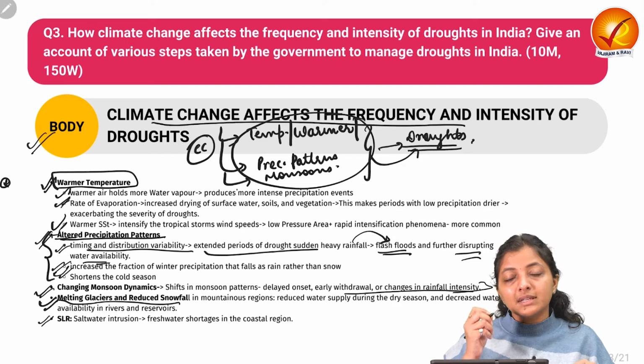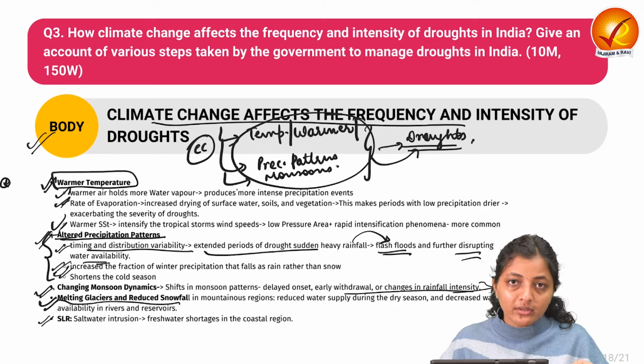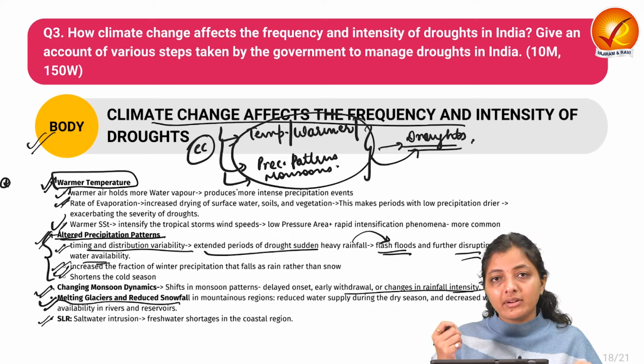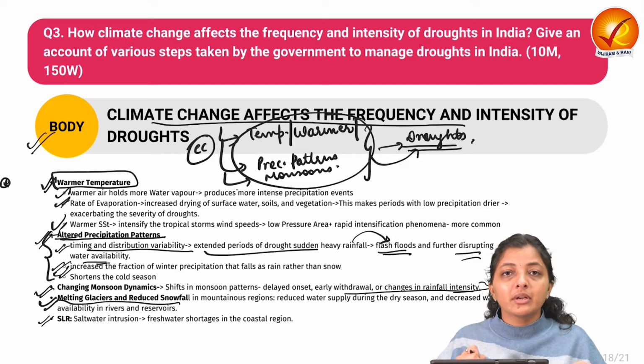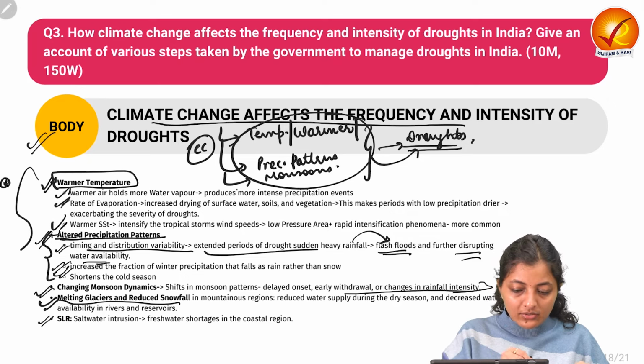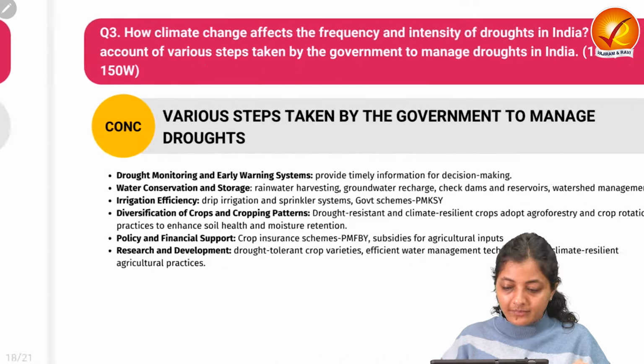Next, when the glaciers are retreating at a faster rate, they are adding to the sea level rise. When there is a sea level rise, it means saltwater intrusion is happening in the coastal regions, again hampering the water availability in the coastal communities. So in this way, climate change affects the frequency and intensity of droughts.